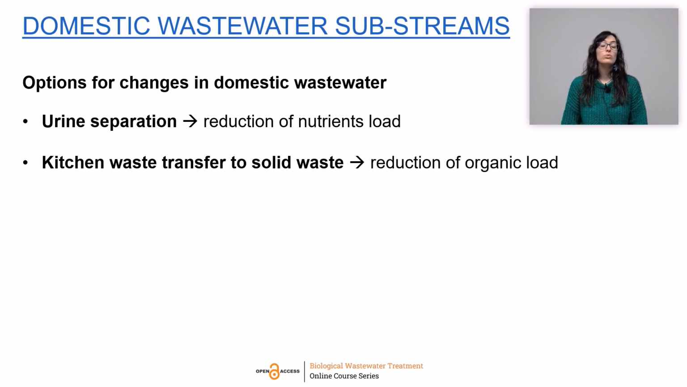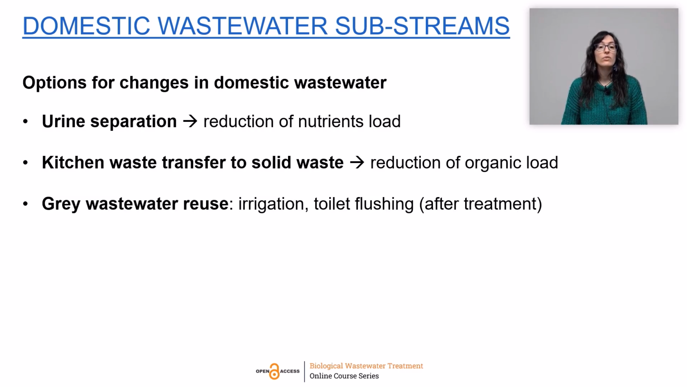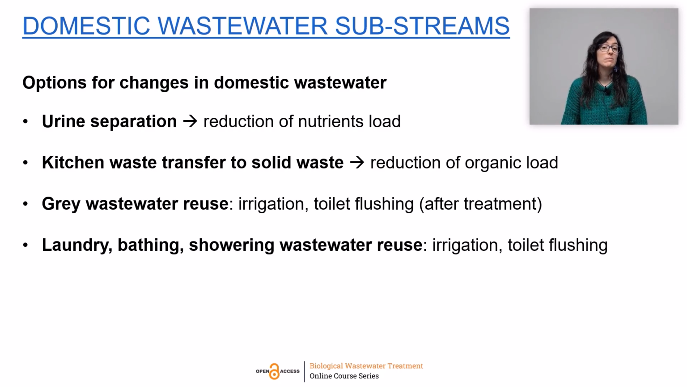Another option could be to transfer the kitchen waste into the solid waste fraction instead of the water fraction. And this way we can reduce the organic load that will go to the wastewater treatment plants. The generated gray wastewater can be reused for irrigation or for toilet flushing, but we need to treat it first. And the same happens with the water coming from laundry, bathing, and showering. It can be used alone or together with the kitchen wastewater for the same purposes.